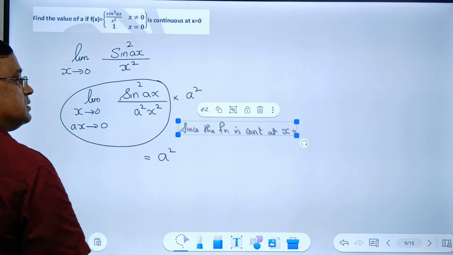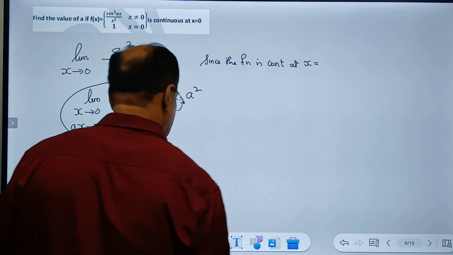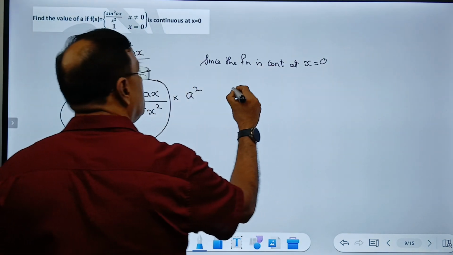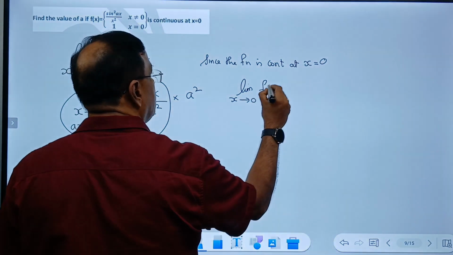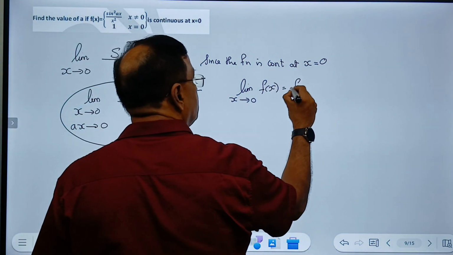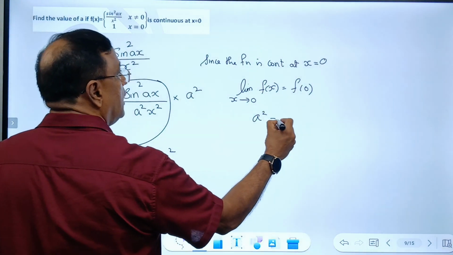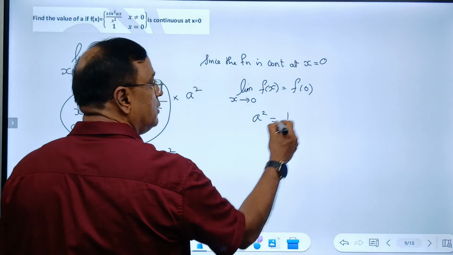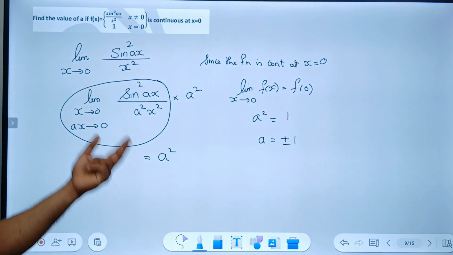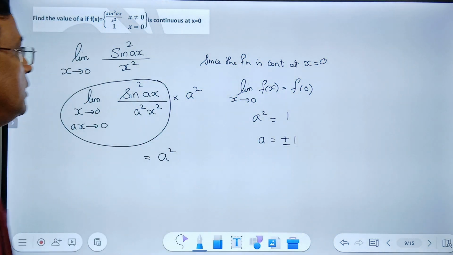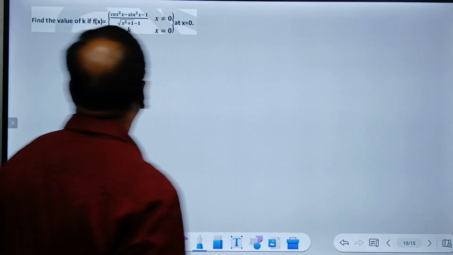Now since the function is continuous at x is equal to 0, what do you know? Limit x approaches 0, f of x equal to f of 0. What is my limit? My limit is a square. And what is f of 0? F of 0 is 1. So a will be what? Plus or minus 1. Simple question for 2 marks. So that I don't use LHL and RHL. Let's go to the next question.